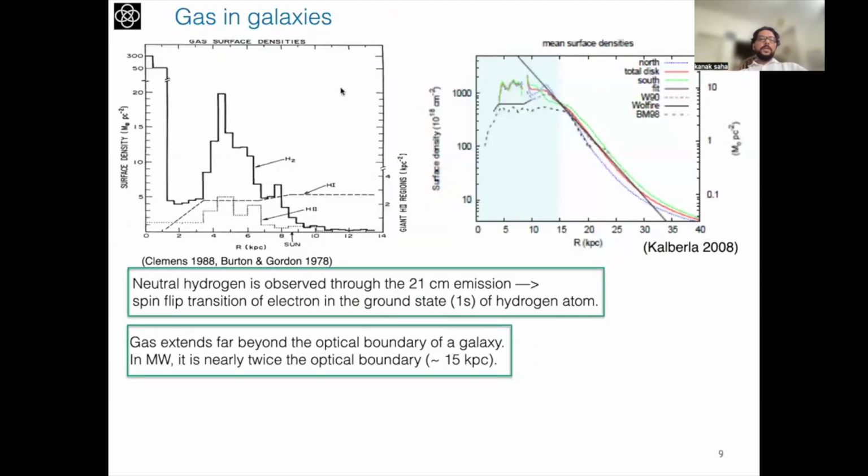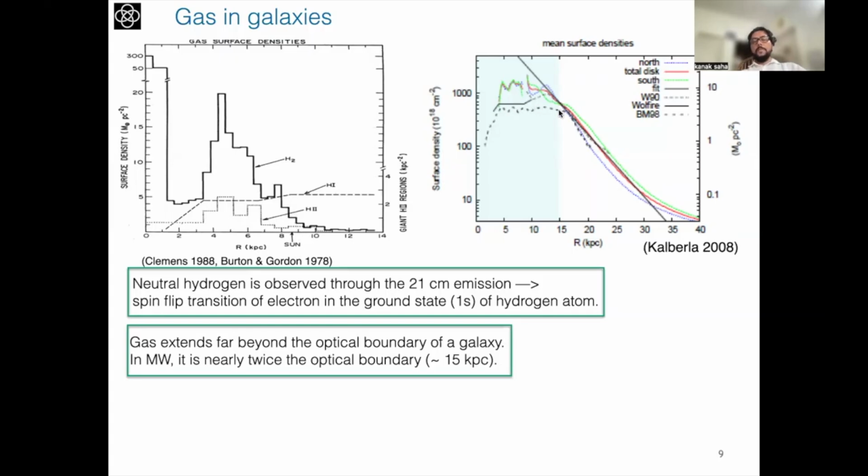Apart from stars, there is gas in the galaxy. This is a more than 50-year-old plot of the surface density distribution of gas as a function of radius. This is where the Sun is located, this is the molecular hydrogen distribution, this dashed line is the neutral hydrogen gas distribution, and this is the ionized gas. One can see that the neutral hydrogen gas remains flat around the solar neighborhood.